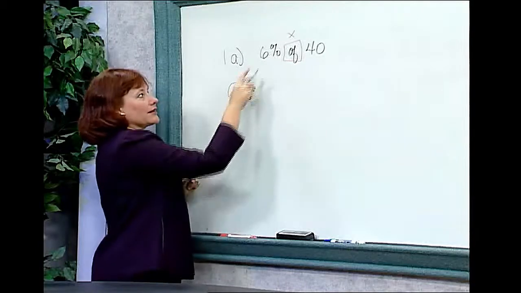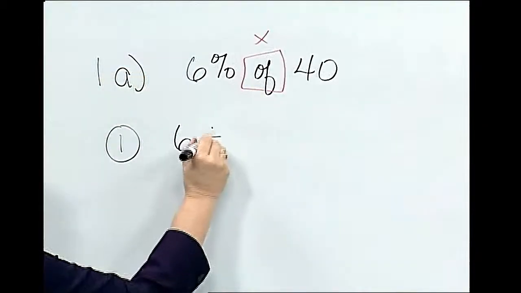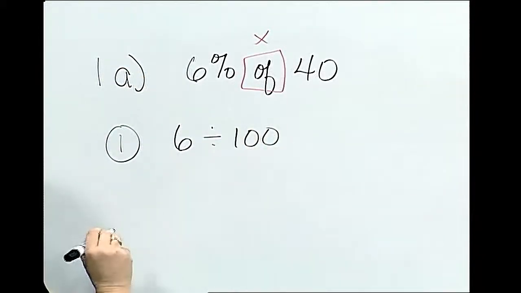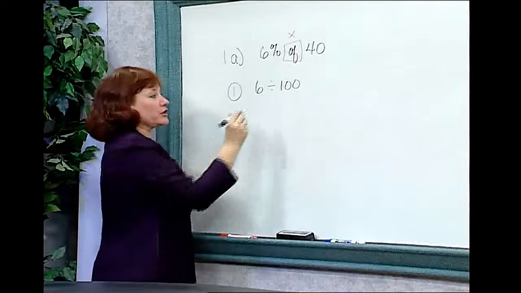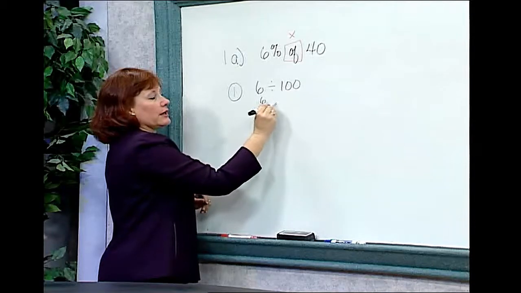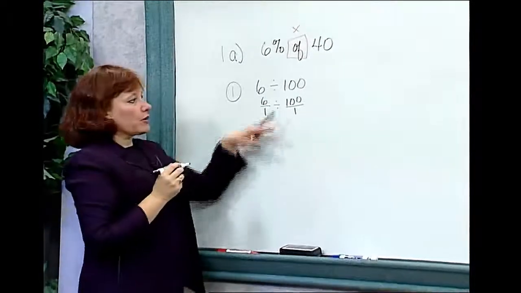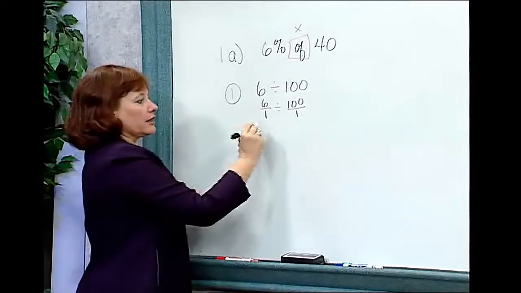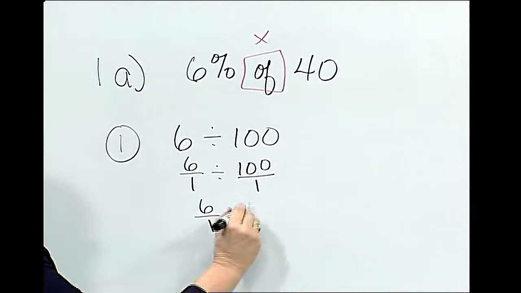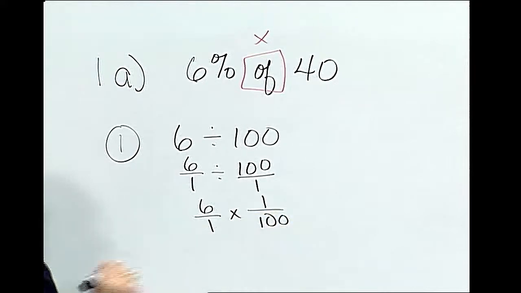That means we're going to take the number 6 and divide it by 100. If we're going to do a division problem, we want to change these both to improper fractions, so we'll have 6 over 1 divided by 100 over 1. And as you'll remember, we want to invert and multiply. So we have 6 over 1 times 1 over 100.